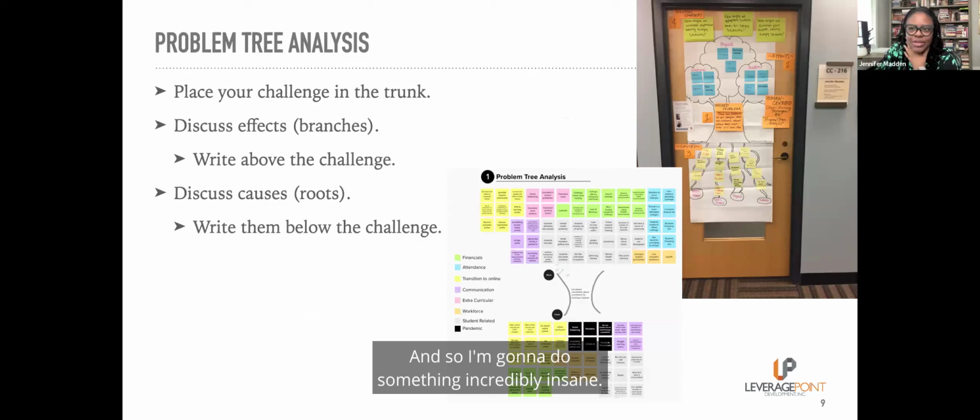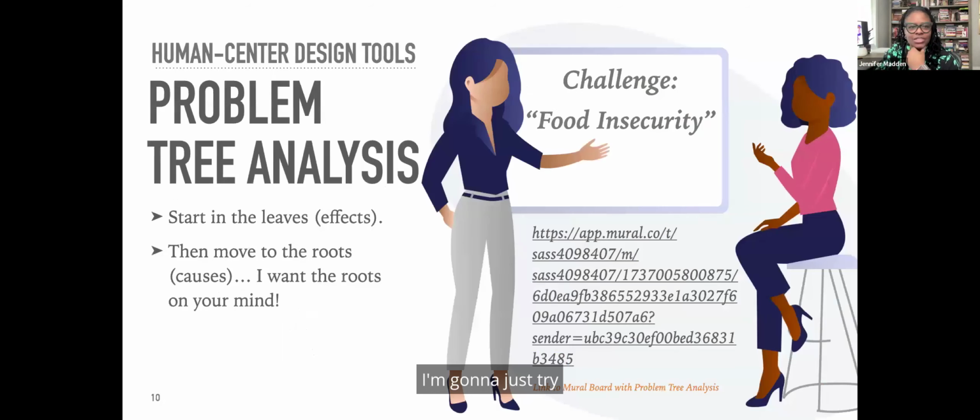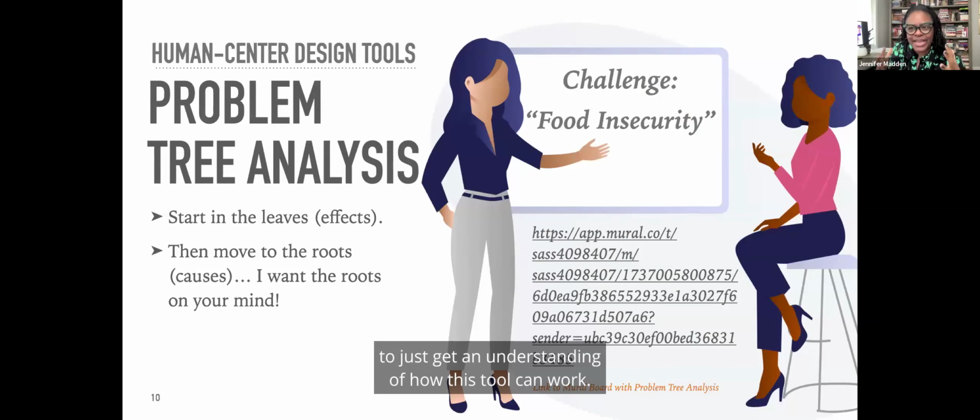And so I'm going to do something incredibly insane. I'm going to try and have us do a collaborative mural board. I just want us to get an understanding of how this tool can work. The challenge I'm going to ask us to think about is food insecurity. There are youth leaders in our communities who don't know where their next meal is going to come from. How does that show up on the surface level?